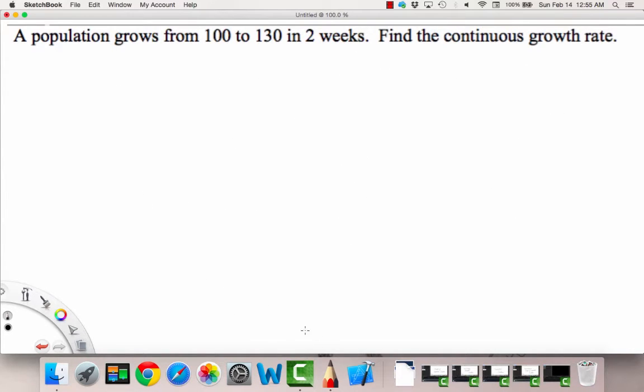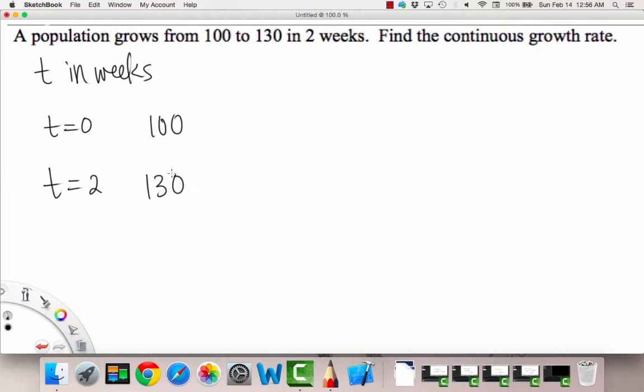Okay, so let's finish off this concepts video with an example. We have a population that grows from 100 to 130 in 2 weeks. Find the continuous growth rate. Let's say we measure t in weeks. When t equals 0, when we first started measuring, our population was equal to 100, and when t equals 2, after 2 weeks, our population is at 130.